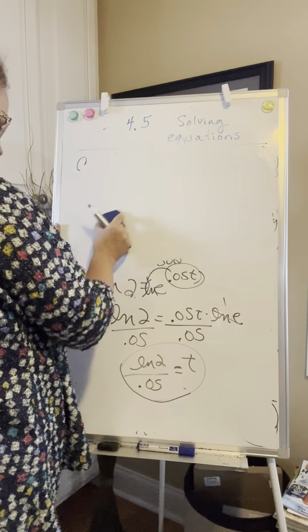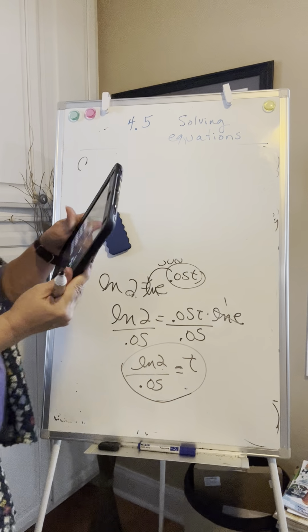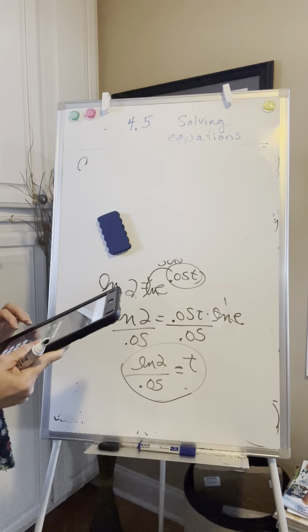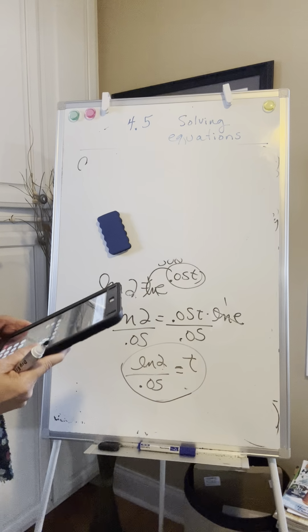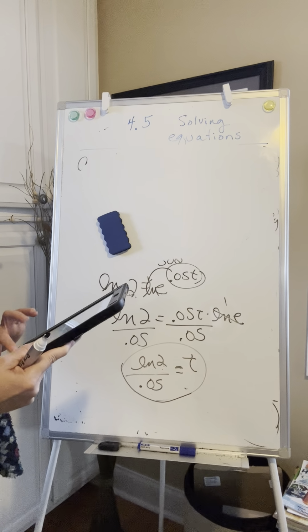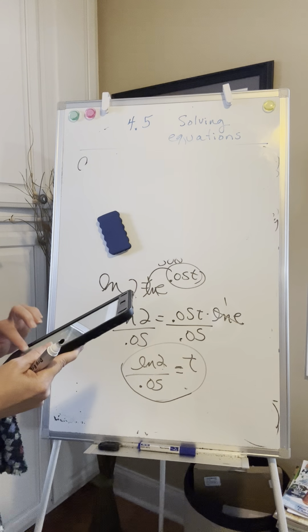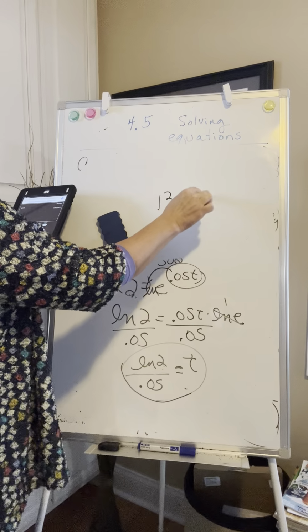Okay, and what is that? You might be wondering. I told you we would be finding something interesting for you. How long does it take money to double at 5%? That's a question you might want to know if you're in a savings account or in a 401k. So what do you think that is? ln of 2, and then divide that by 0.05. And so that's about 14 years, 13.86.